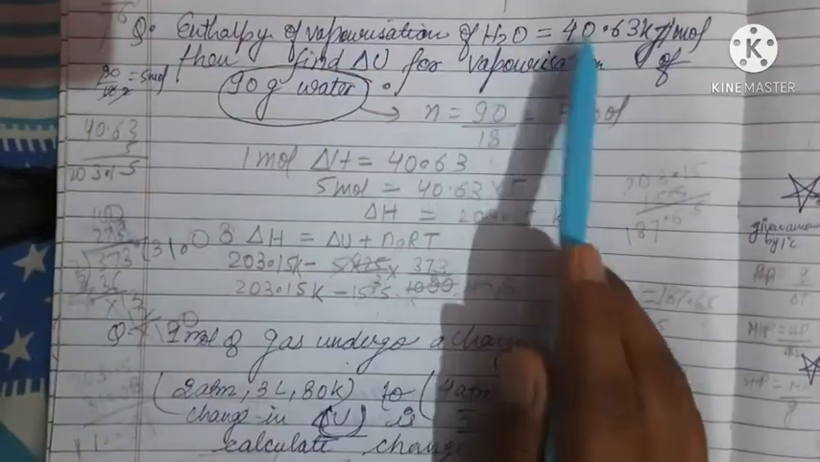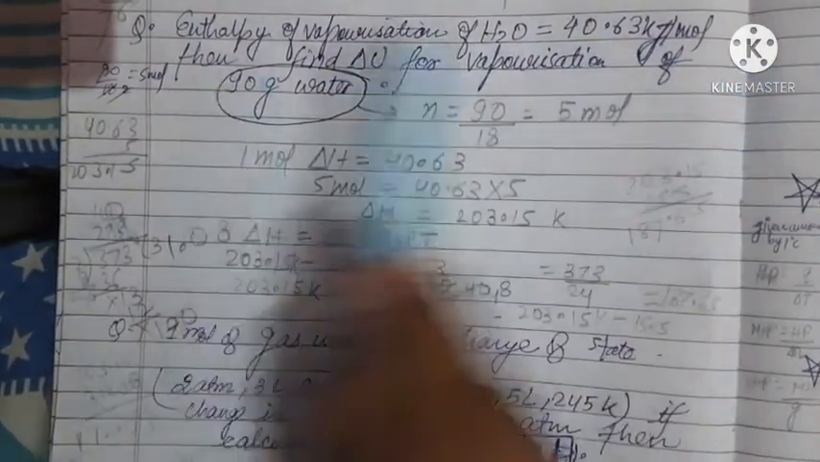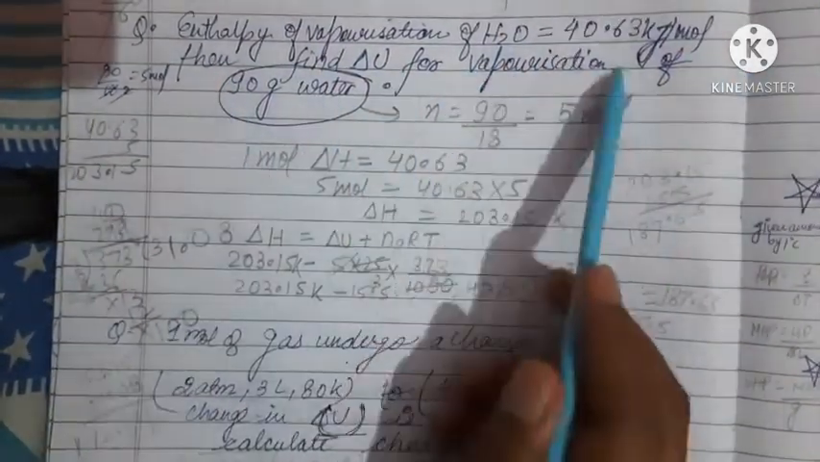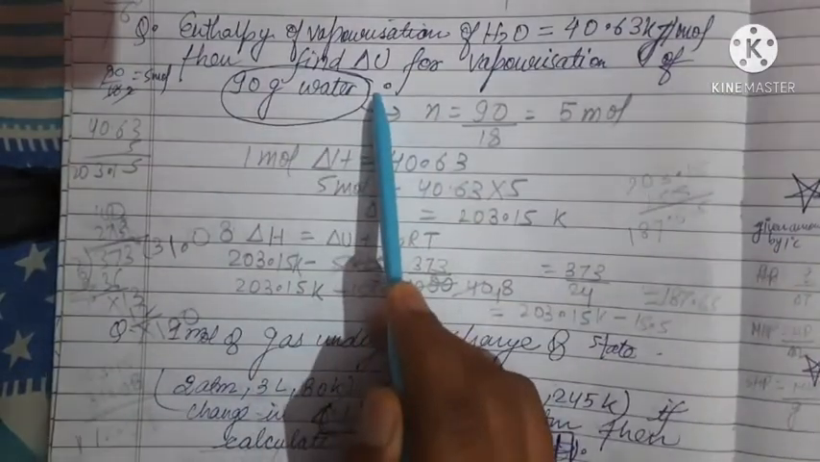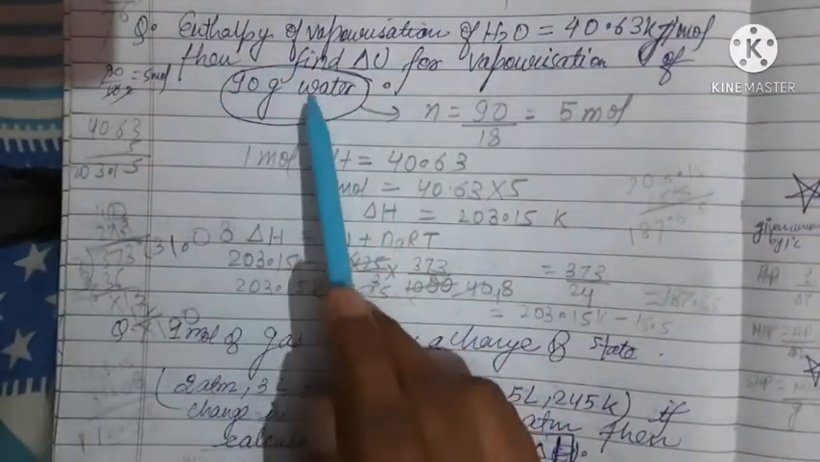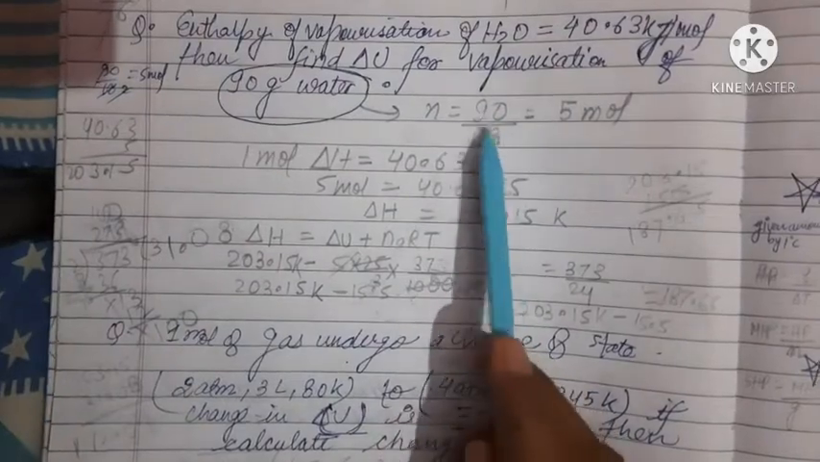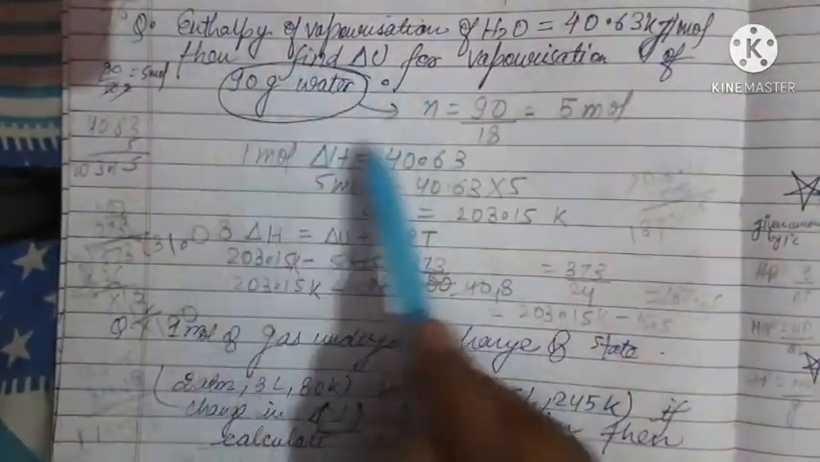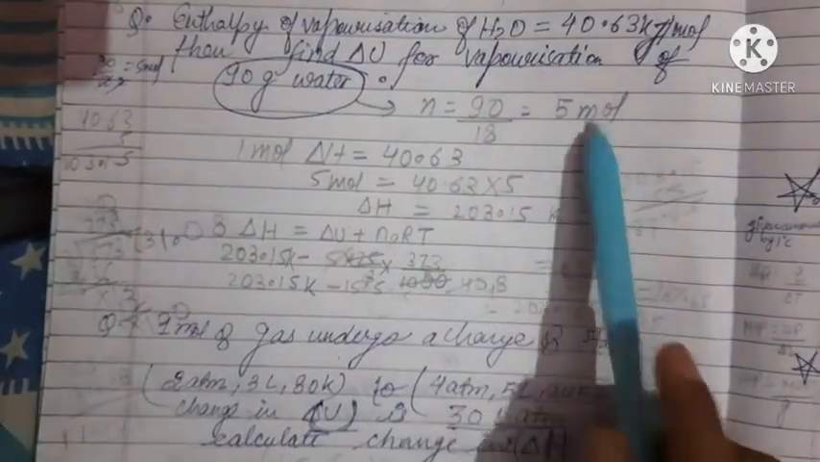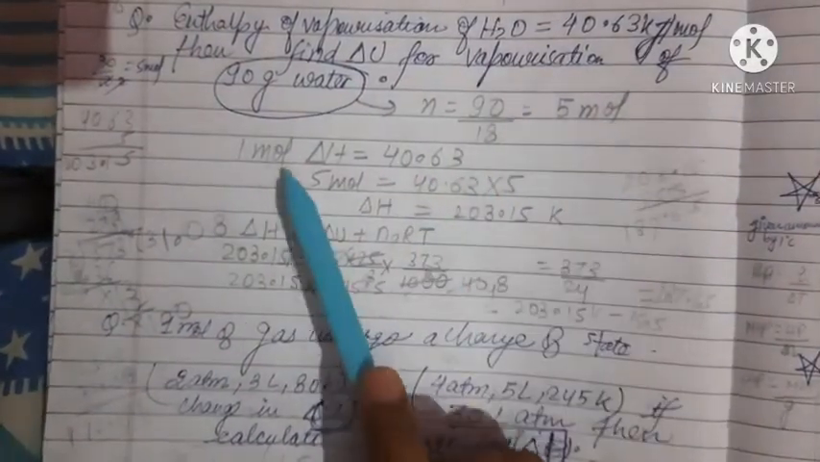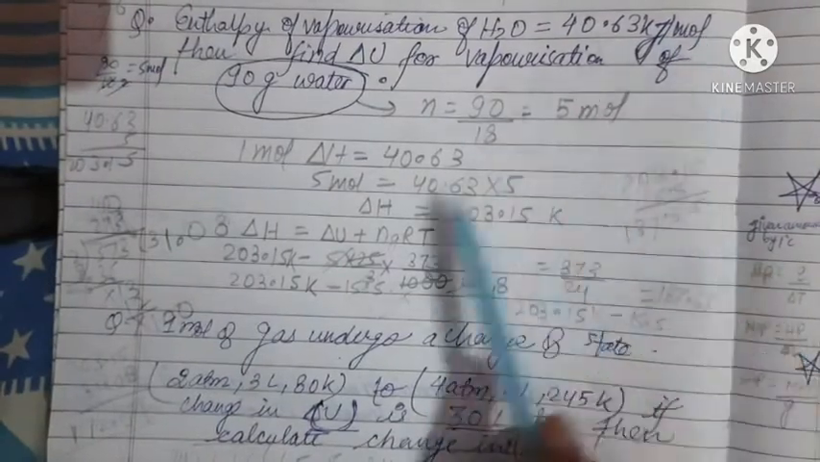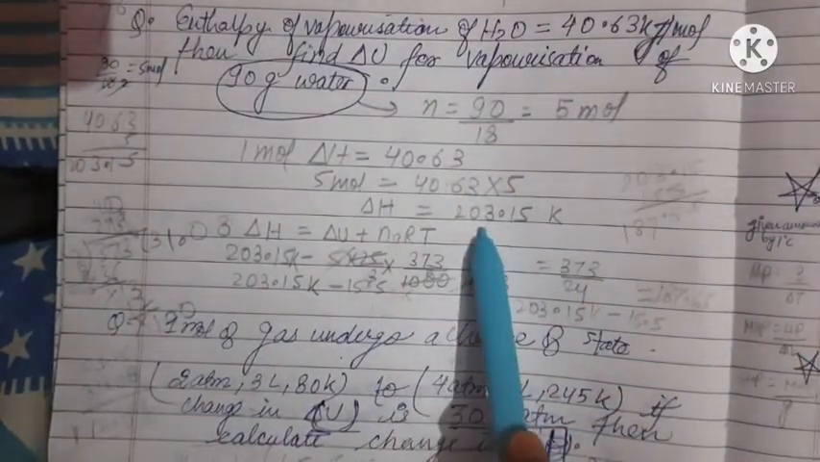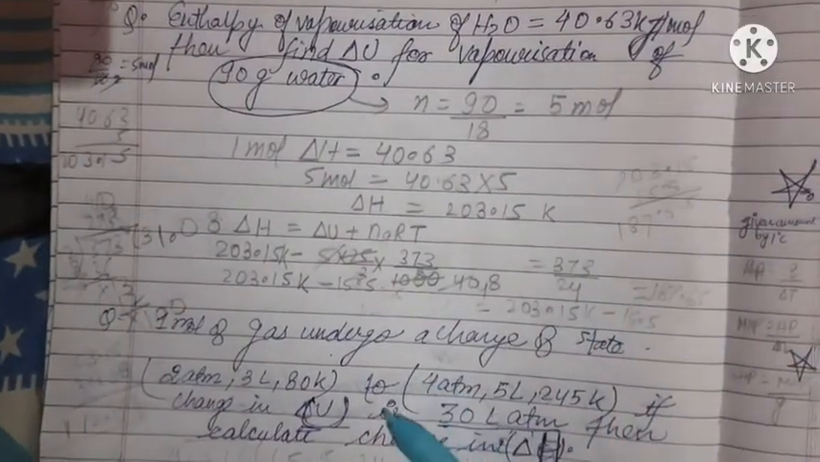Enthalpy of vaporization of H2O is 40.63 kilojoule per mole. Then find delta U for vaporization of 90 gram of water. So firstly, we will find how many moles are in 90 gram of water. Moles equal to W by M. You can see my previous lecture on moles to find how we can calculate moles. 90 upon 18 equal to 5 mole. So moles becomes 5. So for 1 mole there is 40.63 kilojoule, so for 5 moles there is 203.15 kilojoule.